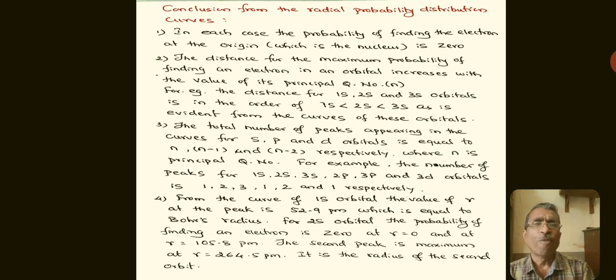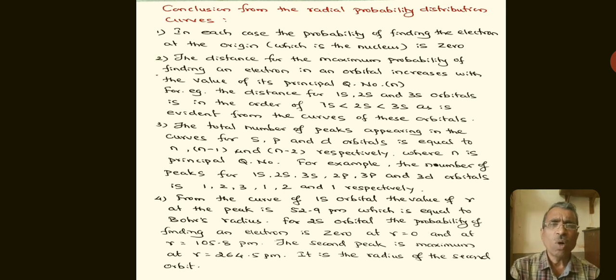Suppose if I say 5d is having how many peaks? So 5d is having 3, the d starts from 3. So 3 is 1, 4 is 2, 5 is 3. So 5d is having 3 peaks, whereas 5s is having 5 peaks.